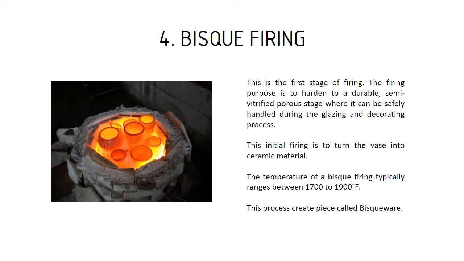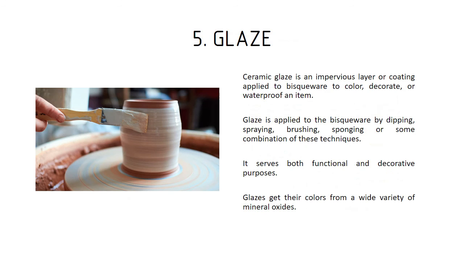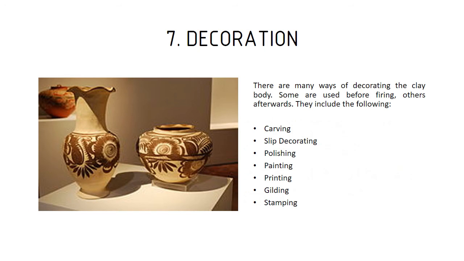After drying, it will undergo biscuit firing. This initial firing is to harden the vase into a more durable state. Next is glaze firing. This is the second stage of firing, which will complete the transformation of the vase from a soft fragile clay to one that is rock hard and impervious to water. The final process is decoration. There are many ways of decorating the clay vase body. Some are done before the firing process and others can be done after firing.